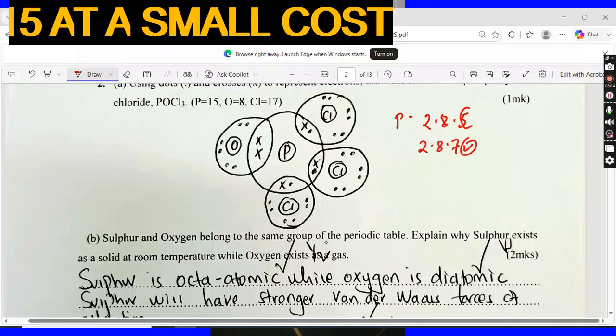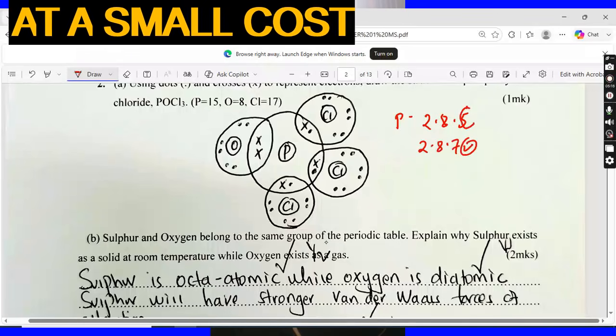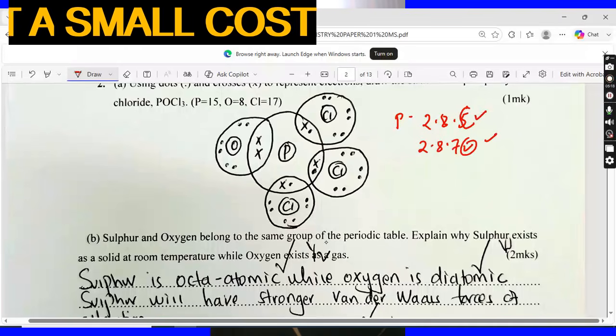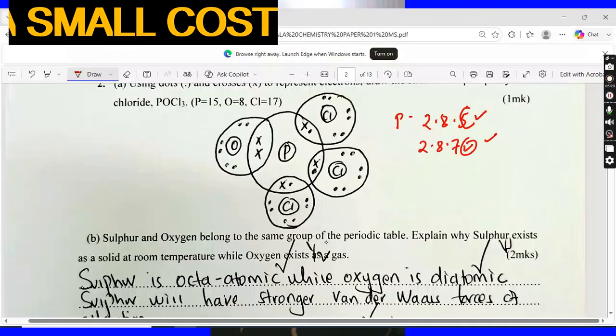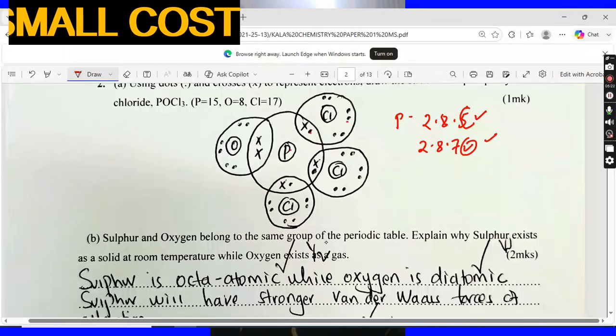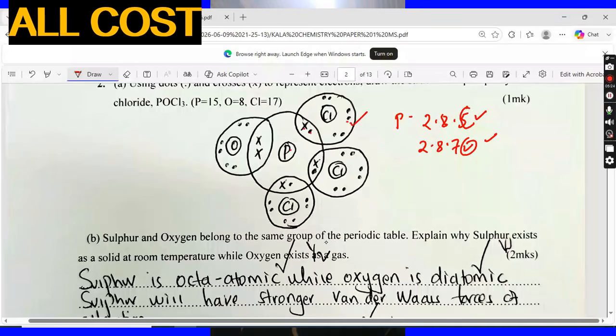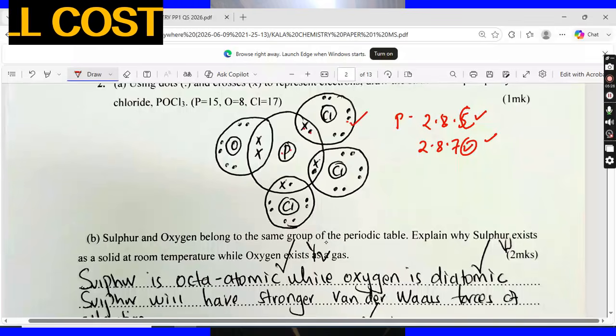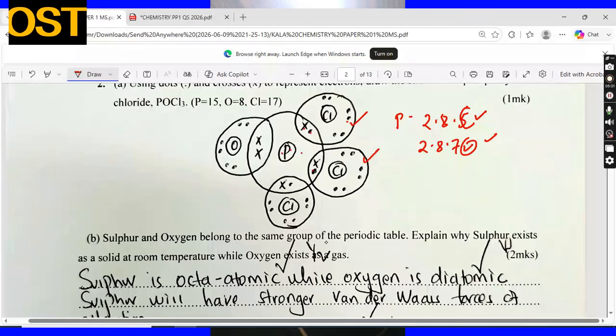So these ones have to share. This and this will share the electrons. Phosphorus will provide 1 electron and chlorine will provide 1, so they share and it is complete here. Phosphorus will provide 1 electron, chlorine will provide 1 electron, and it is stable.